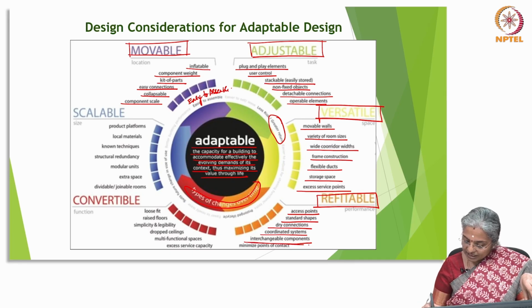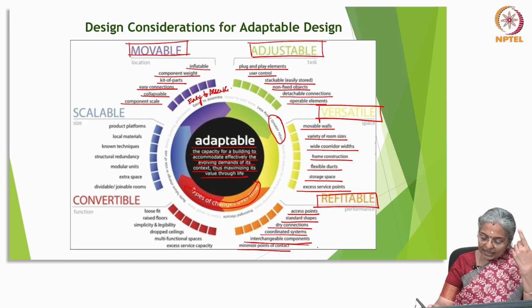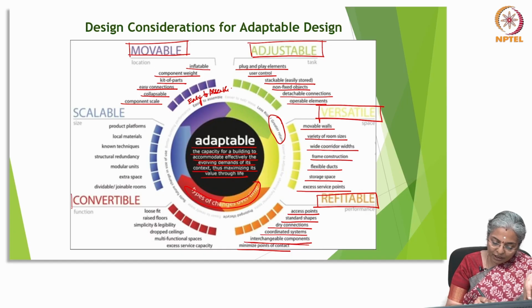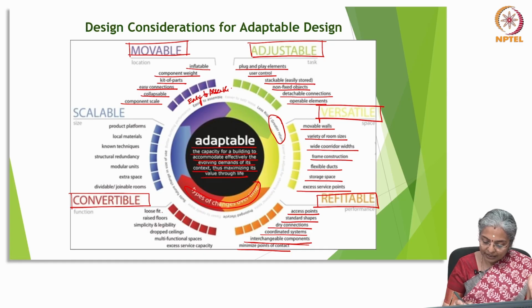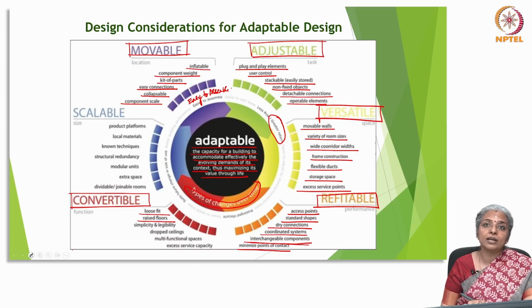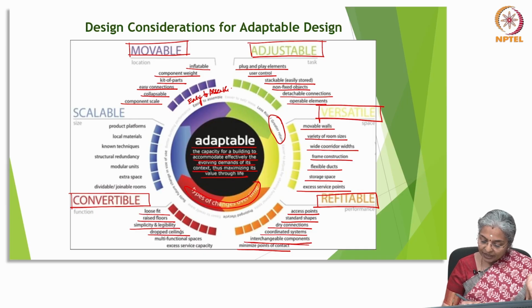So, does it have interchangeable components? Does it minimize points of contact? Then, how much is it susceptible to change or convertibility, so that we can have multiple functions for that adaptable building? Does it have a loose fit? Does it have raised floors or is it fixed to the ground, under which condition it's very difficult to dismantle it? Is it simple and legible? Does the ceiling height change? Can we have multifunctional spaces? And does it have excess service capacity?